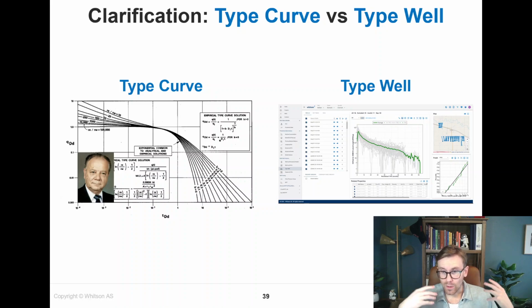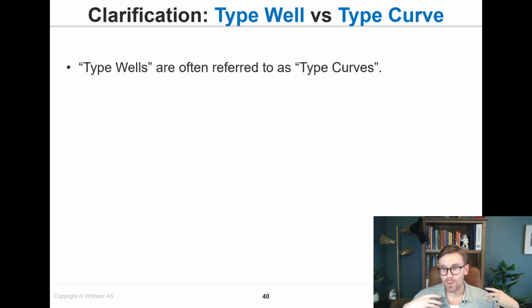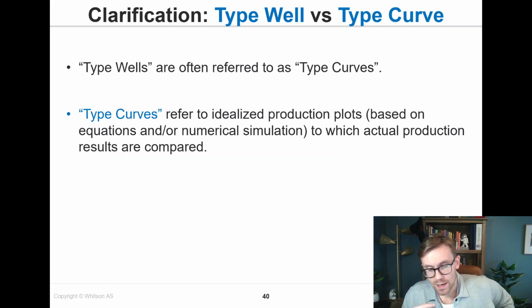So many times when we talk about generating a type curve, we're actually referring to what's called a type well. Before I go through the quick example here in Whitson Plus, I'd like to clarify this difference real quick. First of all, type wells are often referred to as type curves. So what's the difference? A type curve, for instance the Fetkovich type curve, refers to idealized production plots to which actual production results are compared.